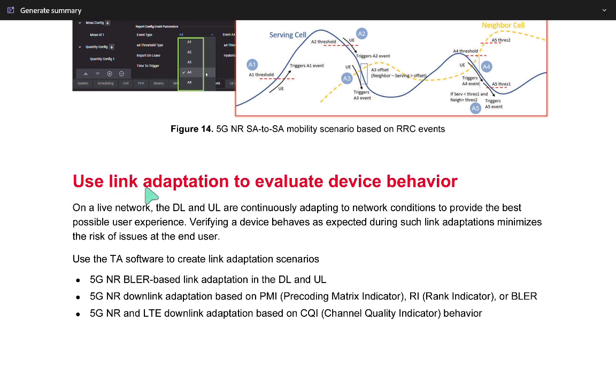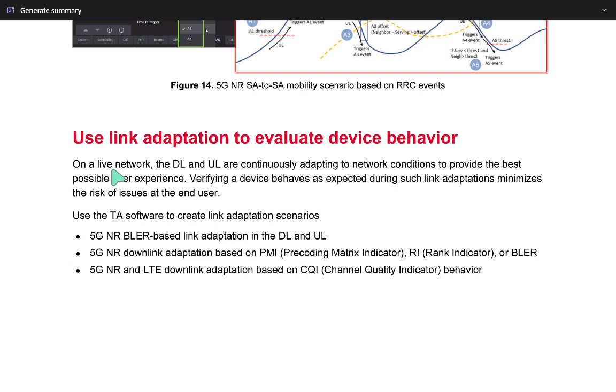Use link adaptation to evaluate device behavior. On a live network, the DL and the UL, downlink and uplink, are continuously adapting to network conditions to provide the best possible user experience. Verifying that a device behaves as expected during such link adaptations minimizes the risk of issues for the end user.